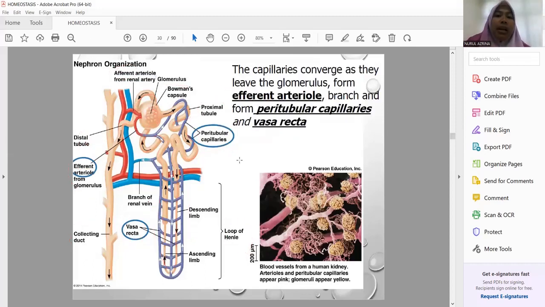The capillaries converge as they leave the glomerulus, forming the efferent arteriole. So you can see from the afferent, it branches off into a ball of capillaries that we call glomerulus, and then the capillaries converge into the efferent arteriole. So this is the flow of blood. I'm showing you the whole structure. The efferent arteriole then branches and forms the peritubular capillaries surrounding the distal and proximal tubule. By following the arrows, these are all the vasa recta. Then from the vasa recta, you can see it branches back into the renal vein.